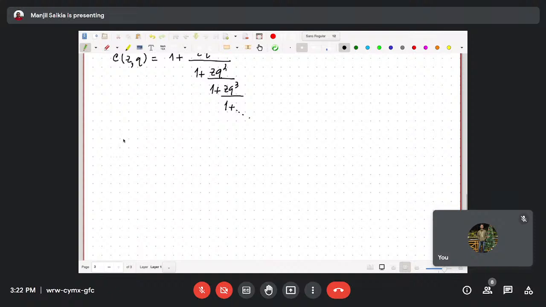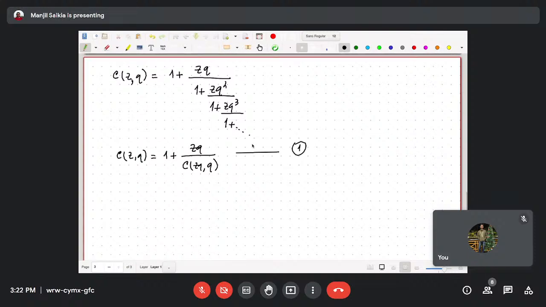And now you can use the previous convergent to figure out what the next convergent is. So this will give us a very nice recursion. And that recursion is that c of z, q is equal to 1 plus zq divided by c of zq, q. Okay? So this will be a nice recursion that will be satisfied. And it's not very difficult to see. It's just from the definition itself. If you just ignore the 1 plus zq, and you look at what is below the zq, then you will see that this is nothing but c of zq, q.